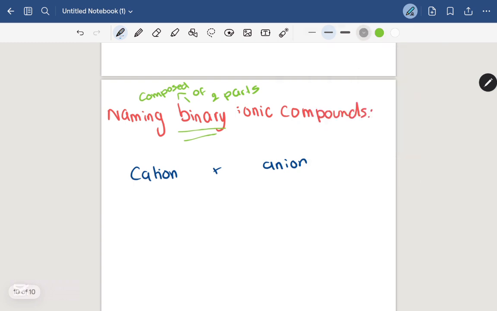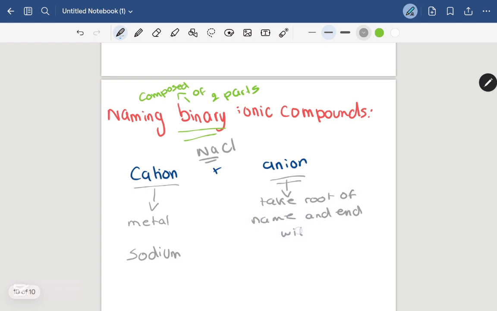Now, how do we name it? We know usually the cation, it will take the name of its metal. So let us take a very famous example, NaCl. Na, it will take the name of its metal, which is sodium. So NaCl is a very famous binary ionic compound. Whereas the anion, it will do what? It will take the root of the name and end with ide. Okay? So Cl, it is chlorine, so take the root of the name, which is chlor, and put instead of the ine, you will put ide. So chloride. So NaCl will become sodium chloride.